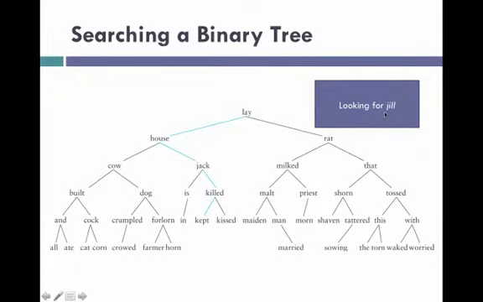So suppose we're looking for Jill in this binary search tree. We begin by looking at the root, and since Jill is less than lay, J comes before L, we'll do a binary search on the left subtree. Jill is greater than house, so we'll search the right subtree. Since Jill is greater than Jack, we'll search the right subtree again. Now finally, Jill is less than kill, so we'll search the left subtree here. And in the case of kept, Jill comes before kept, so we'll search the left subtree again, and this left subtree is null, and so we'll get a result of not found.